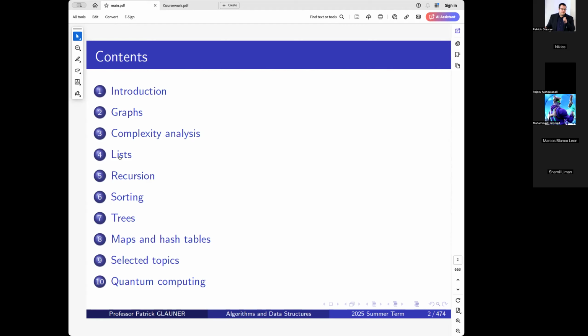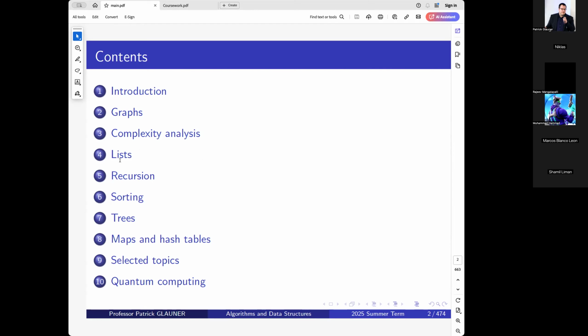So we will look at lists, which are a very simple data structure. And in order to build lists, we also want to build them efficiently. So we first need to look at complexity analysis. With complexity analysis, we can determine if certain operations are efficient or inefficient, and we can think about how to build more efficient operations. And then we do the lists, and there will be more data structures like trees and maps and hash tables, which are also just some type of graph with certain constraints.